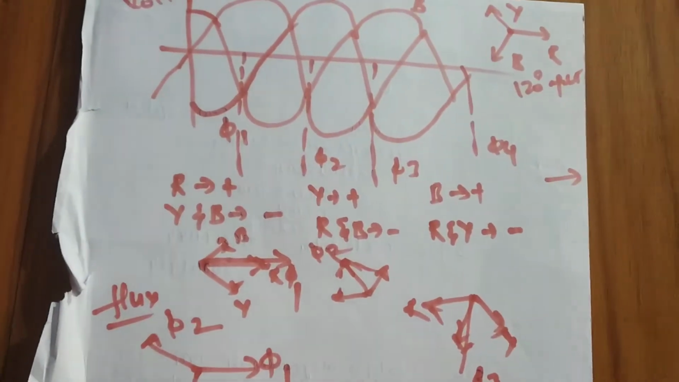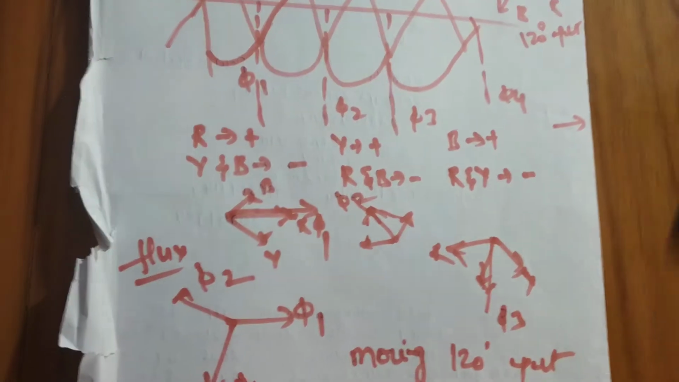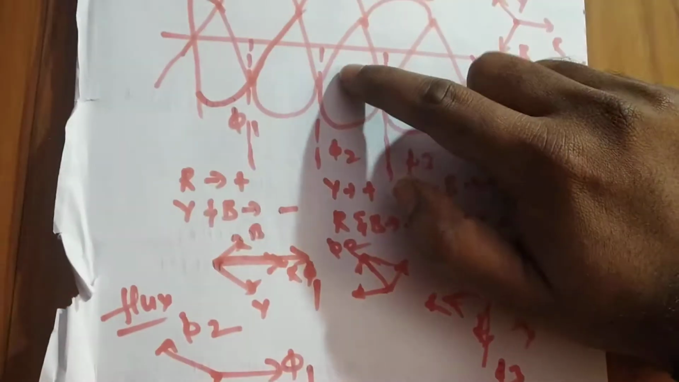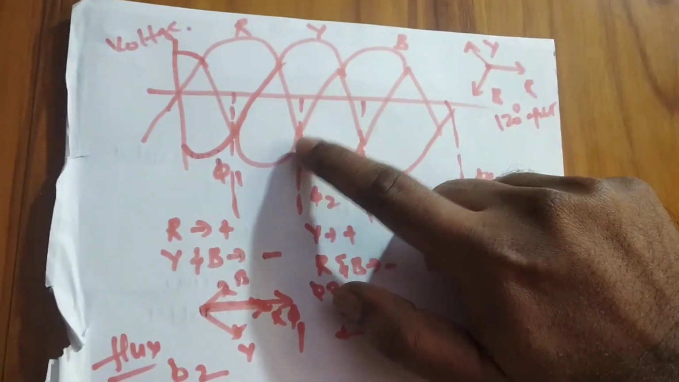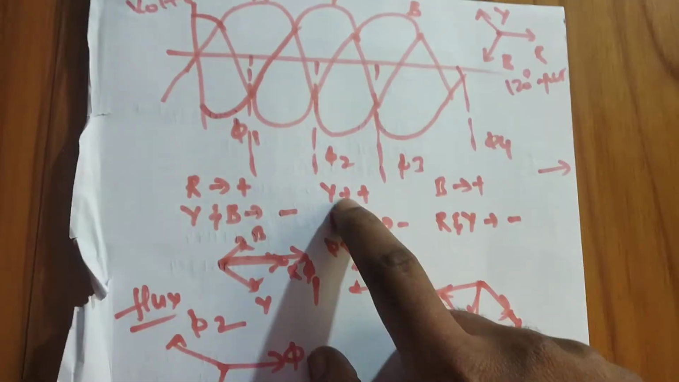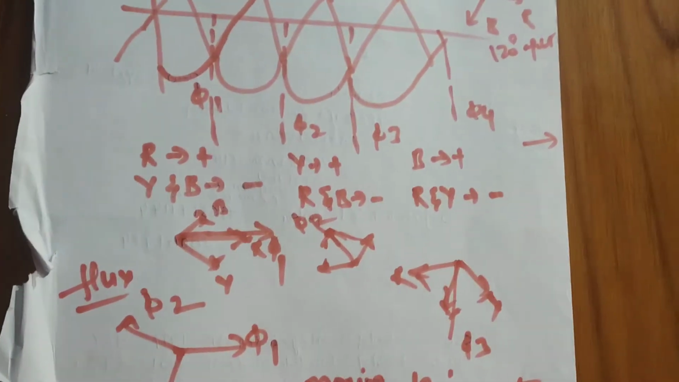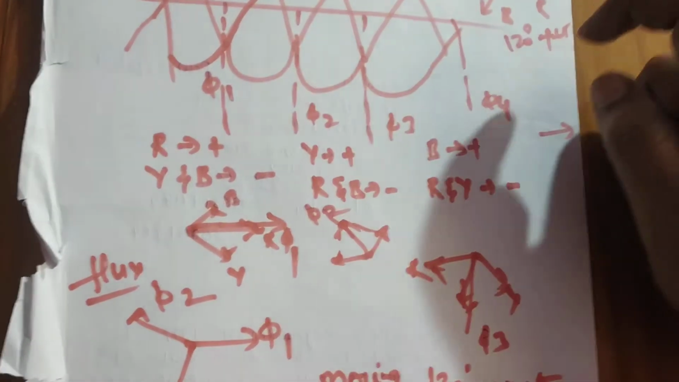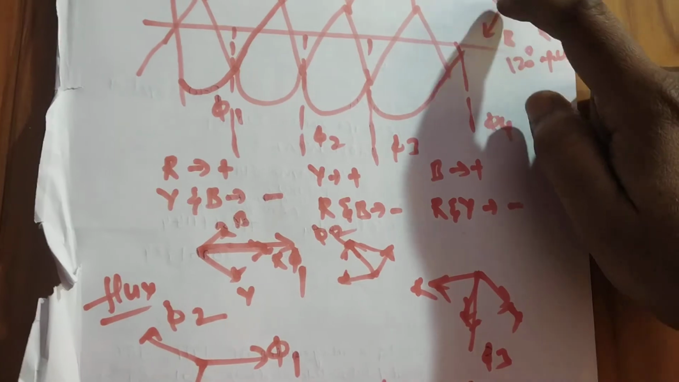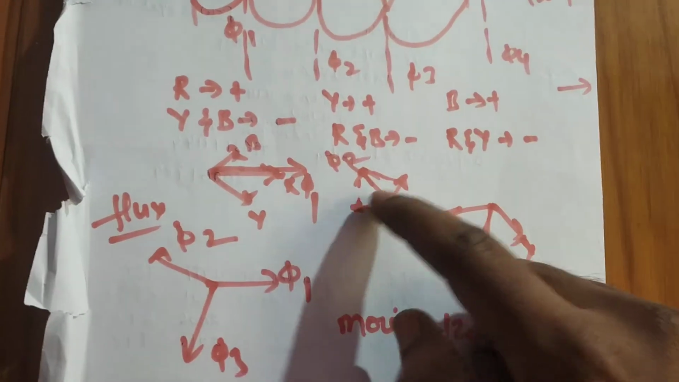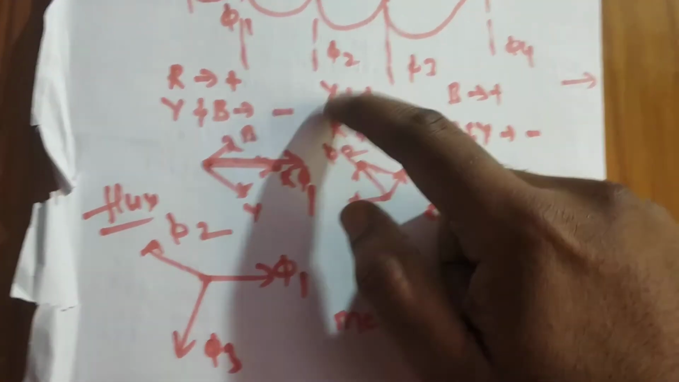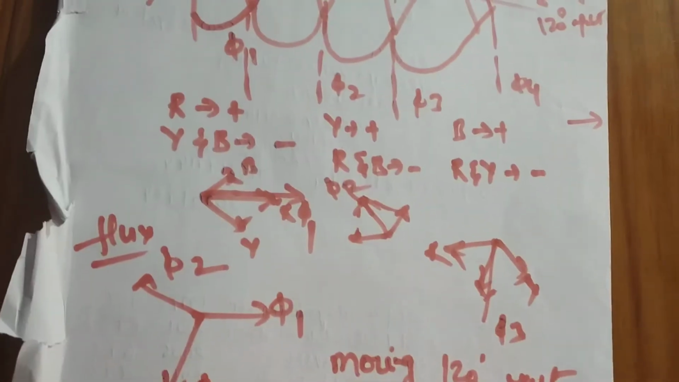I will come to another position, at position phi2. Just rescheduling how the flux will be moved. At this position, Y is positive, R and B are negative. If Y is positive, this is the direction. R and B are negative. The resultant will be like this, so phi2 will be in this direction.